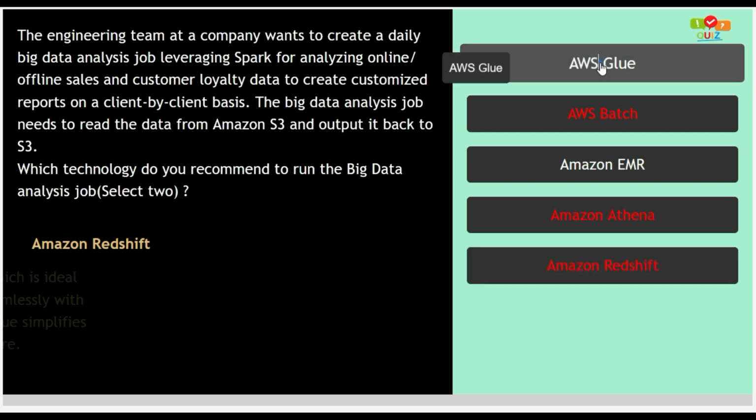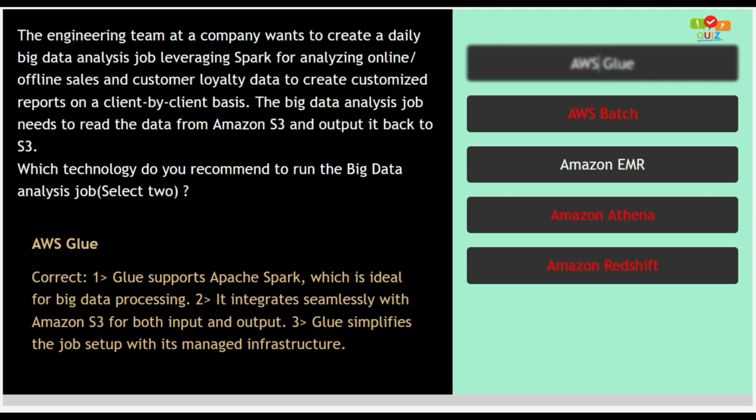Option number 1. AWS Glue. This option is correct as Glue supports Apache Spark, which is ideal for big data processing. And also, it integrates seamlessly with Amazon S3 for both input and output. And also, Glue simplifies the job setup with its managed infrastructure. So this option is correct.